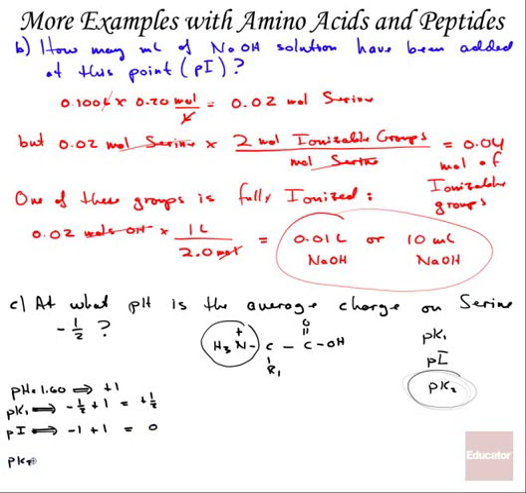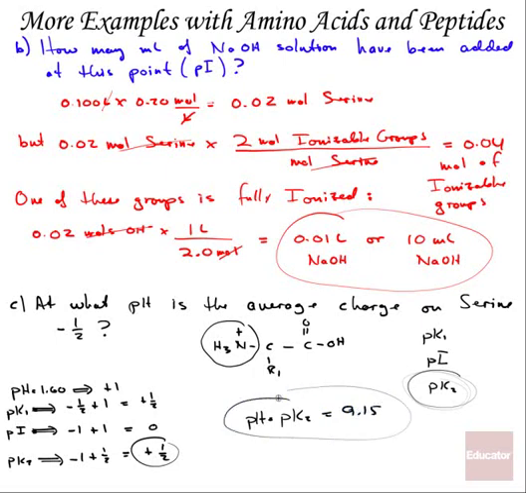And now the pK2. Okay, we have a -1 from the deprotonated carboxyl group, and then we have +1/2 from the half deprotonated amino group. And that gives us a +1/2. So at a pH equal to the pK2, that's 9.15, at that pH the serine carries a +1/2 charge. That's it. I'm sorry, -1/2 charge. -1/2, that's the one we're looking for. Okay.